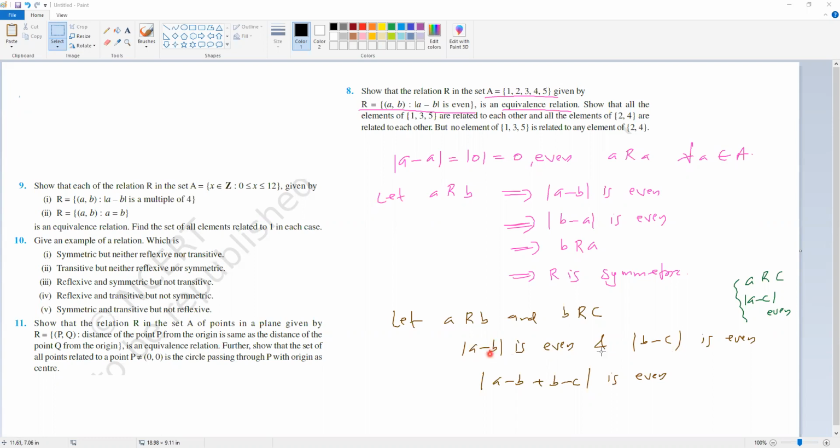So A minus B is an even number, B minus C is an even number. If you add two even numbers, you will again get an even number. That means A minus C is even. That means A is related to C. So that means R is transitive. Okay. So now you have to conclude. Since the relation is reflexive, symmetric, and transitive, the relation is an equivalence relation.